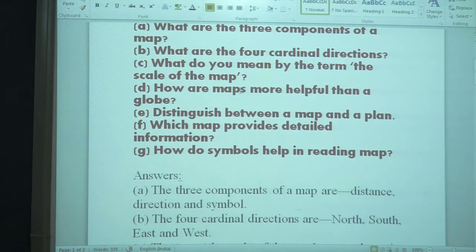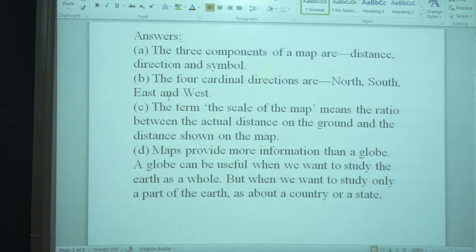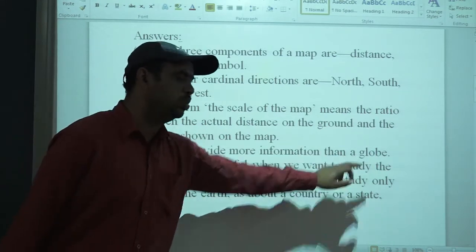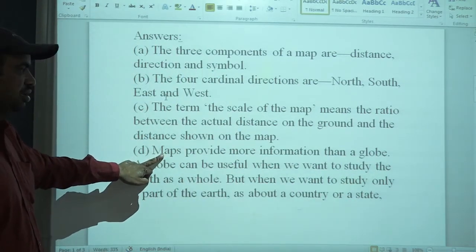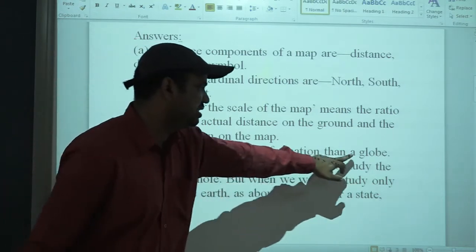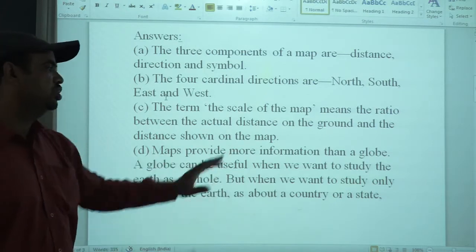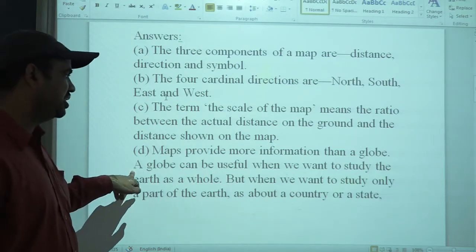How are maps more helpful than a globe? So the next question is, how are maps more helpful than a globe? Maps provide more information than a globe. You know what a globe is. So maps are useful to provide more information as compared to a globe. A globe can be useful when we want to study the earth as a whole. So the globe has limitations.